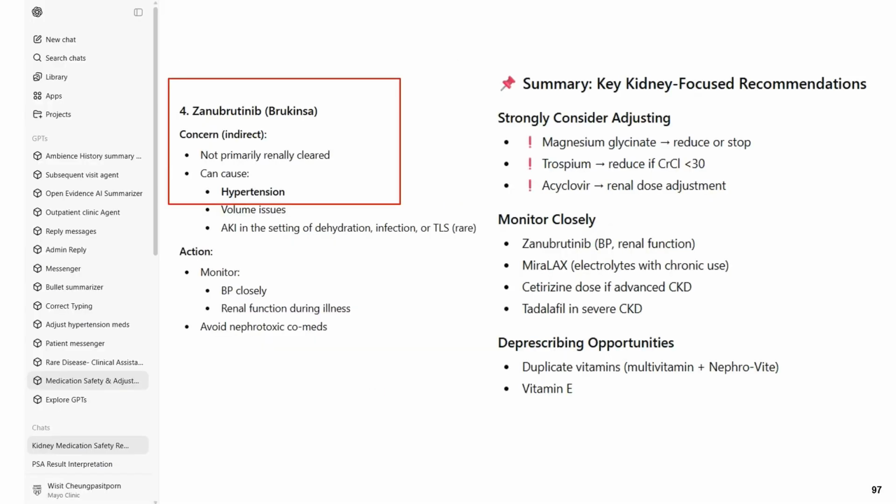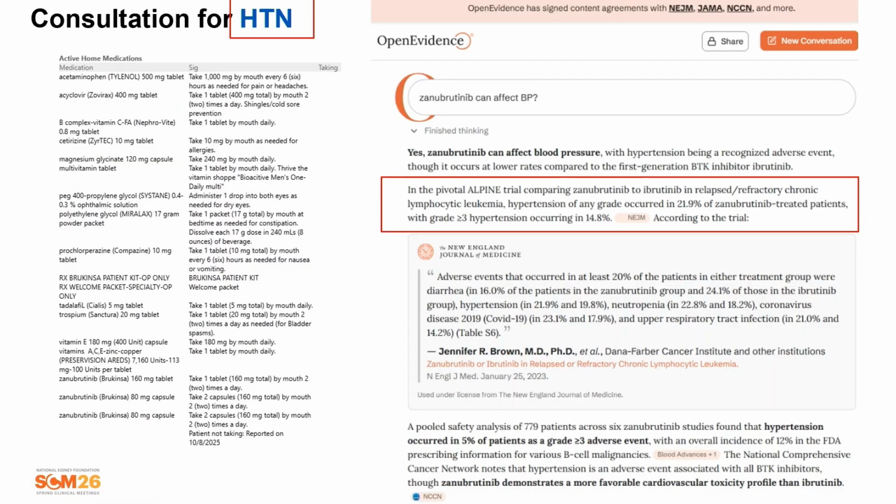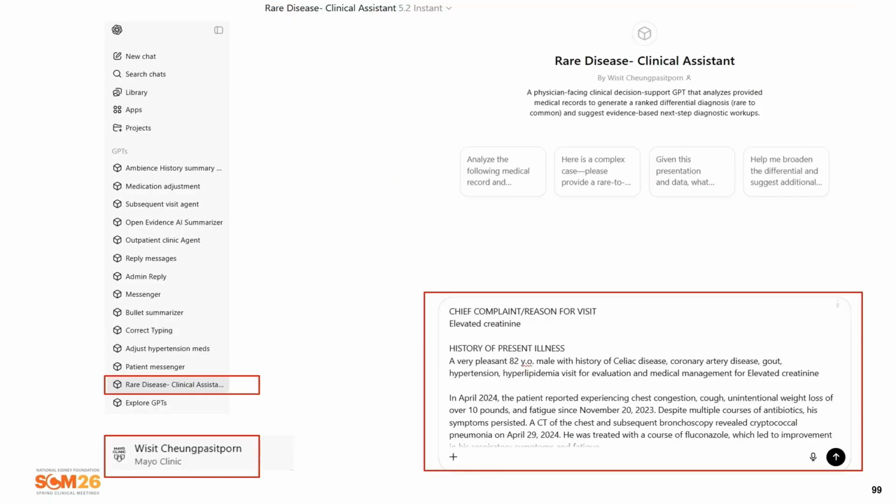So I will come back to the case scenario. This is a real case scenario where a patient came in and my GPT agent flagged that Brukinsa caused high blood pressure. I asked OpenEvidence, which can give me the references and primary source, and confirmed that it can cause high blood pressure. And then I can tell the patient and tell the oncologist as well that that's happening.